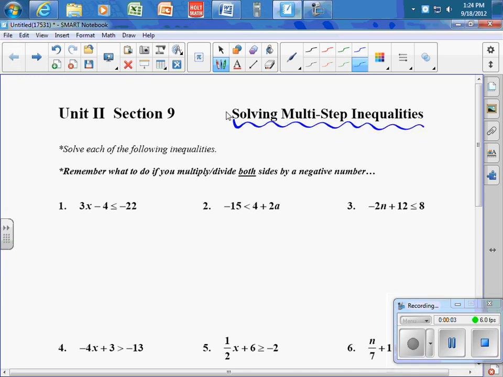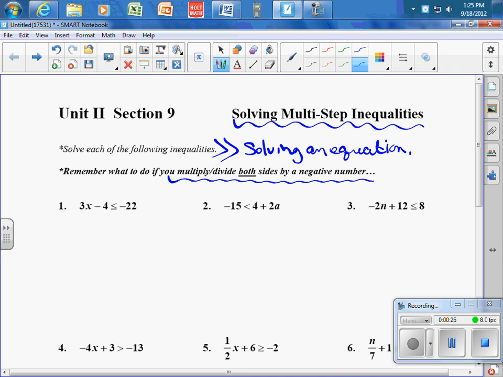Solving multi-step inequalities. Solve each of the following inequalities. Well, now remember, in solving inequalities, it's just like solving an equation. Follow the same steps. There is one difference, and that is when you multiply or divide both sides by a negative number, you have to flip the inequality sign. So with that in mind, let's see how we solve these multi-step inequalities.